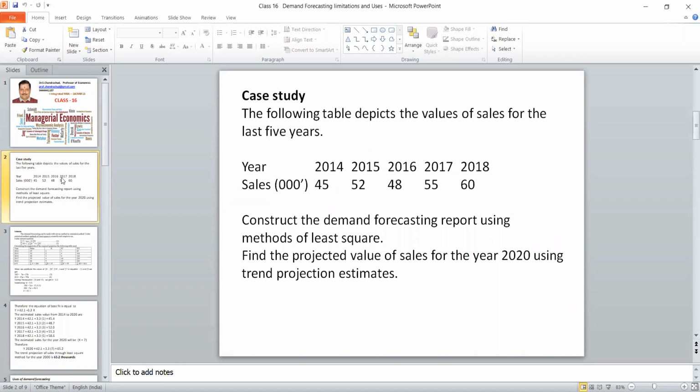Today, what we are going to see is the limitation and uses of demand forecasting. Before that, we will complete one numerical sum in demand forecasting method. How to forecast demand.